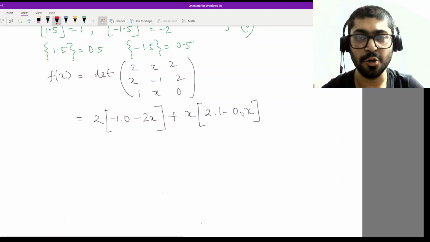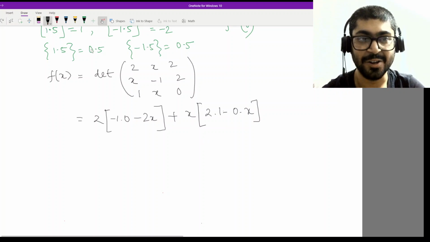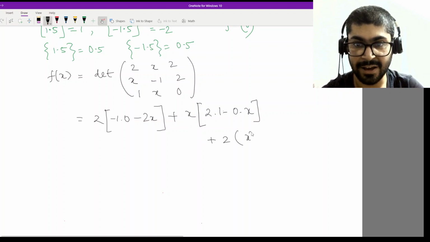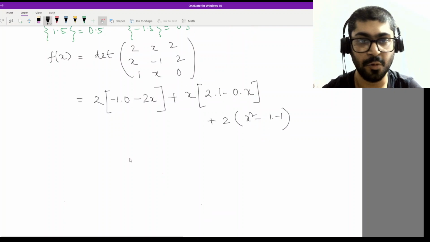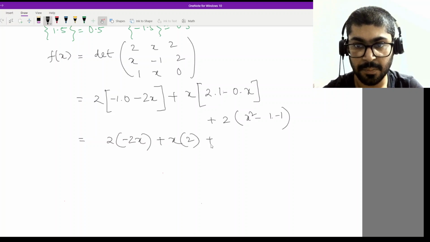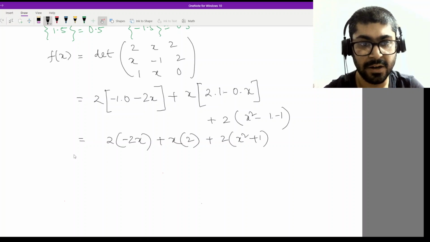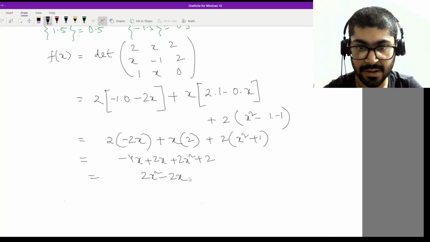So 2 into 1 minus 0 into x, and then I have, sorry, I accidentally changed the color, plus 2 into x square minus 1 into minus 1. Right? So what does this become? This becomes 2 into minus 2x plus x into 2 plus 2 into x square minus 1 into minus 1 plus 1. Right? So this is minus 4x plus 2x plus 2x square plus 2. This becomes 2x square minus 2x plus 2.